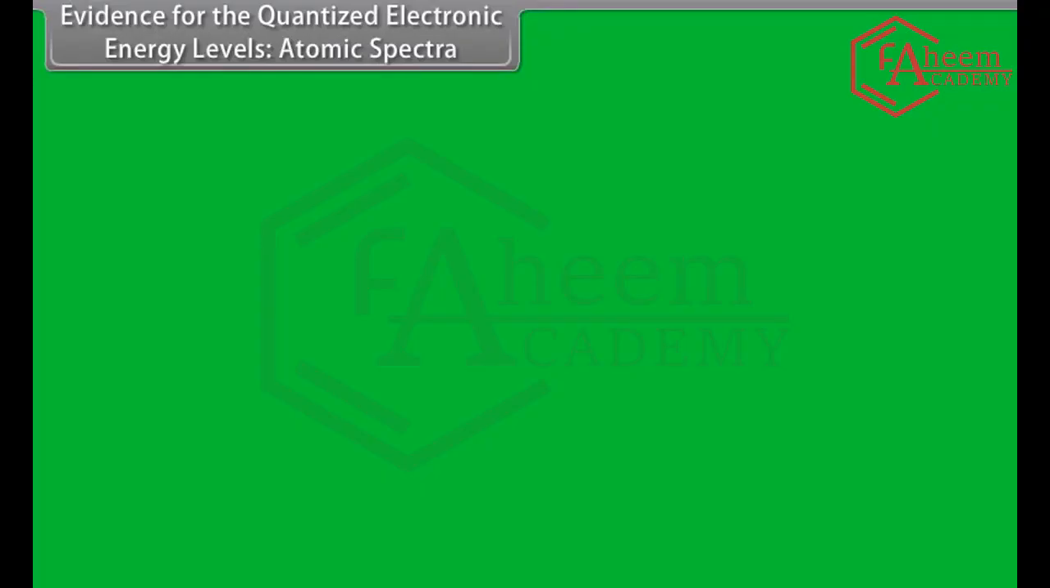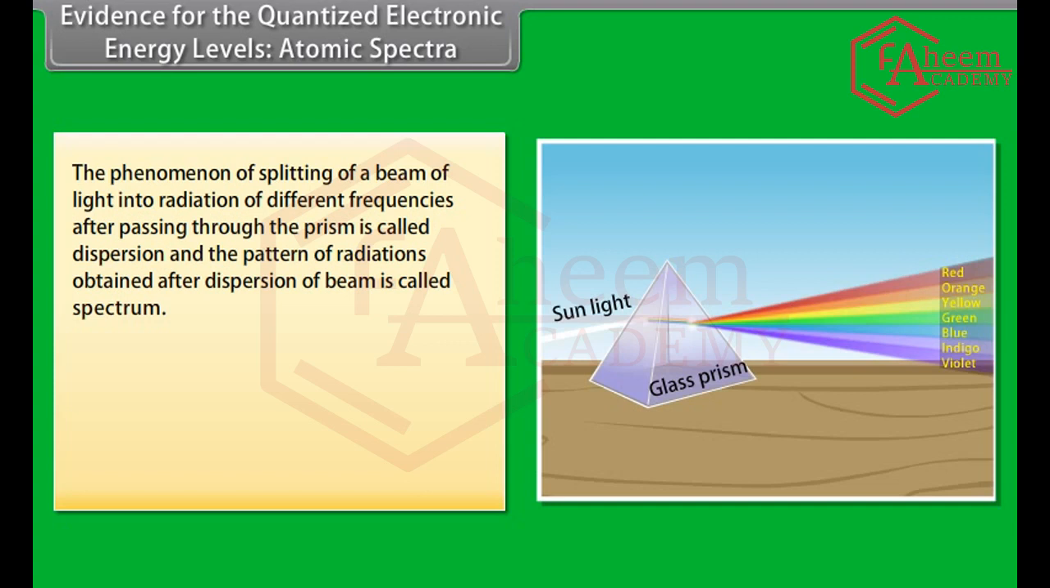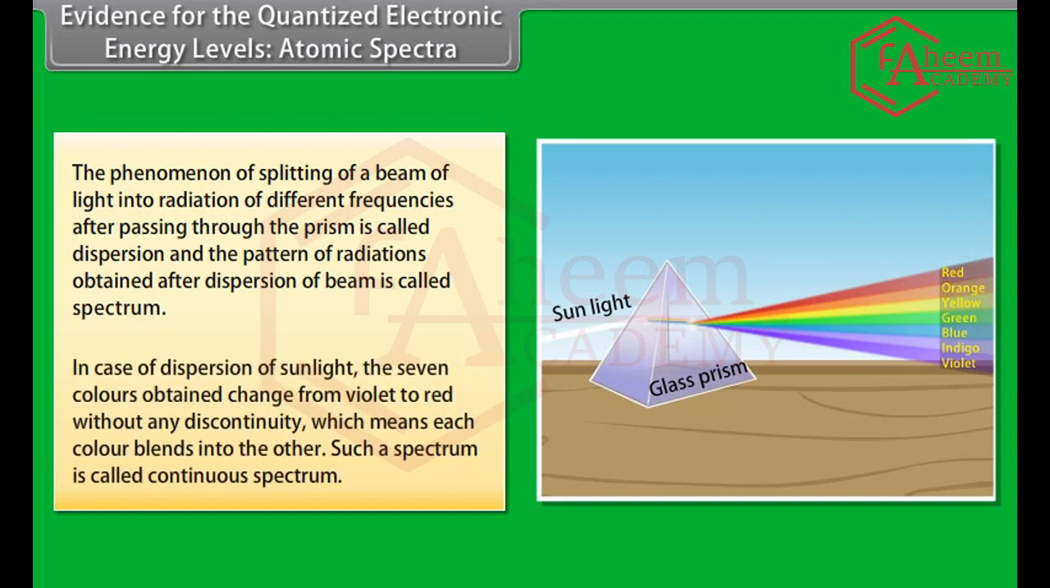Evidence for the quantized electronic energy levels, atomic spectra. The phenomenon of splitting of a beam of light into radiation of different frequencies after passing through the prism is called dispersion, and the pattern of radiations obtained after dispersion of beam is called spectrum. In case of dispersion of sunlight, the 7 colors obtained change from violet to red without any discontinuity, which means each color blends into the other. Such a spectrum is called continuous spectrum.